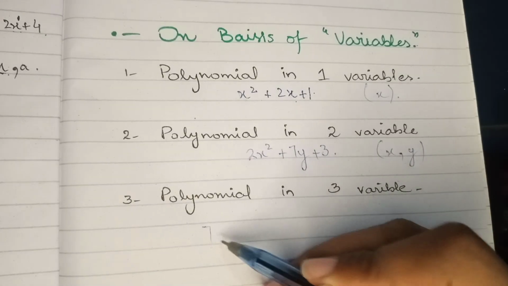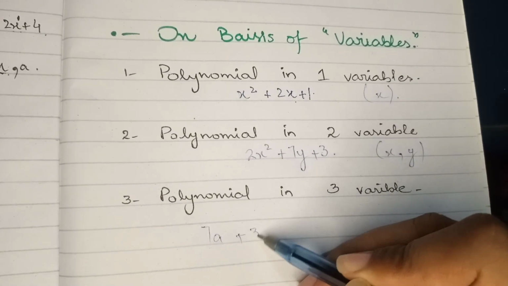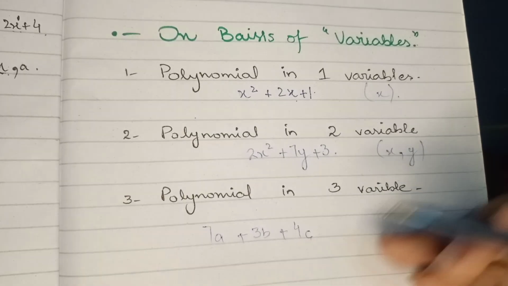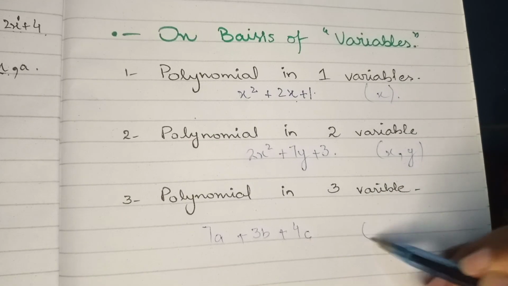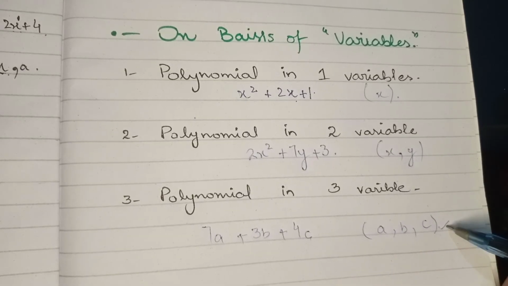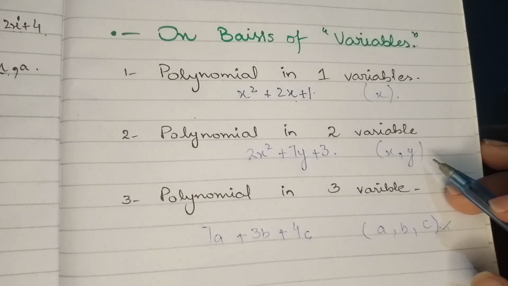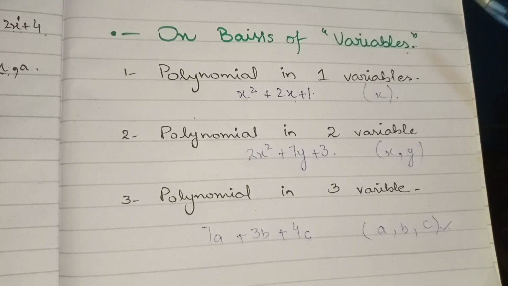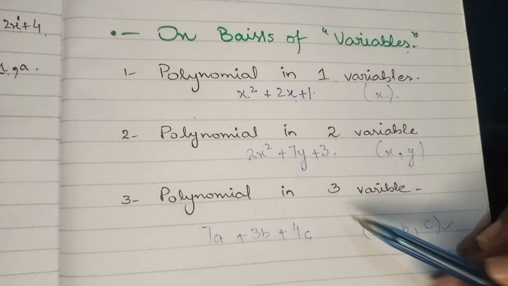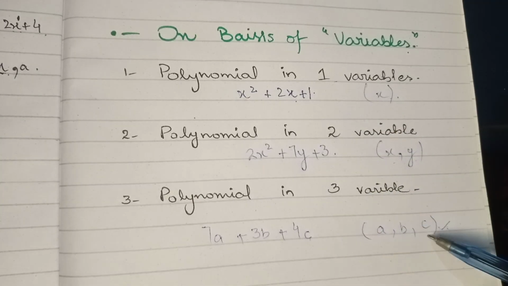7a plus 3b plus 4c or anything else. Here 3 variables are present, a, b and c. So it is an example of 3 variables in a polynomial. It is all about the variables: a single variable could be x, could be y, could be a, b, c or anything. 2 variables, x and y, a and b. Polynomials in 3 variables, here 3 unique alphabets are present. So I hope you get that point.